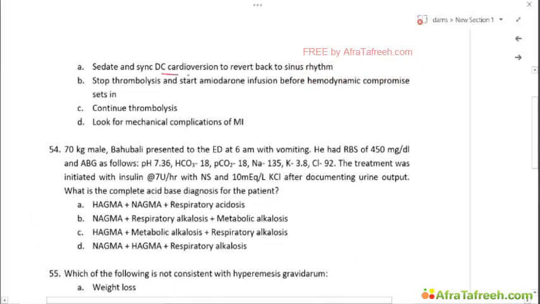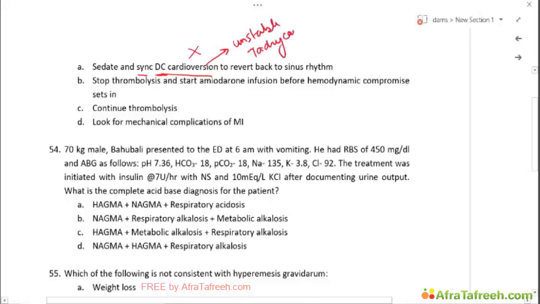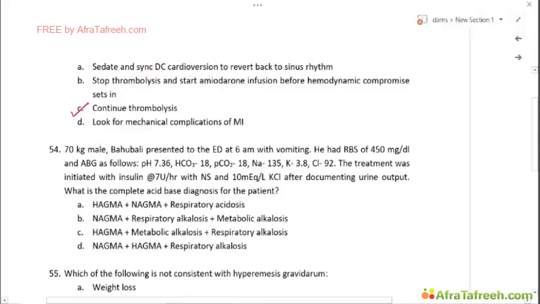Sedate and cardiovert the patients? No. DC cardioversion, synchronized direct current cardioversion, is done in unstable tachycardias. Okay. Stop thrombolysis and start amiodarone? No. This is again wrong. Continue thrombolysis is correct. Look for mechanical complications of MI. This is not required. You need to continue monitoring and look for any other complications. Okay. But this particular thing does not need any treatment.